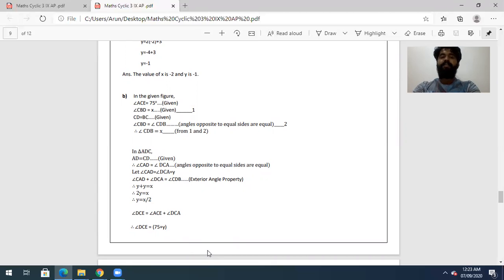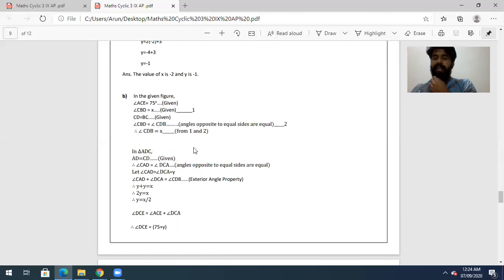So CD is equal to BC. This is given. Okay. So now if CD and BC are equal, the angles opposite to them will also be equal. So therefore you can say angle CBD will be equal to angle CDB. Therefore angle CDB is also equal to x from equation 1 and 2.